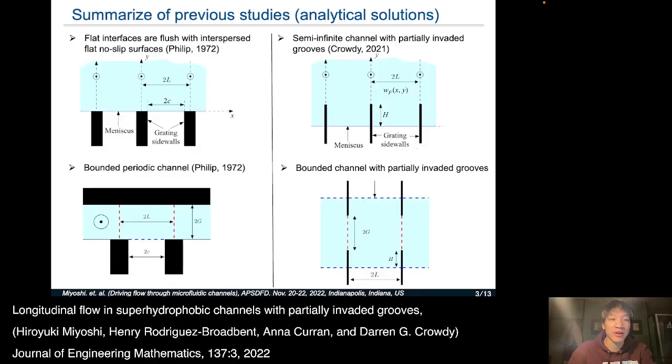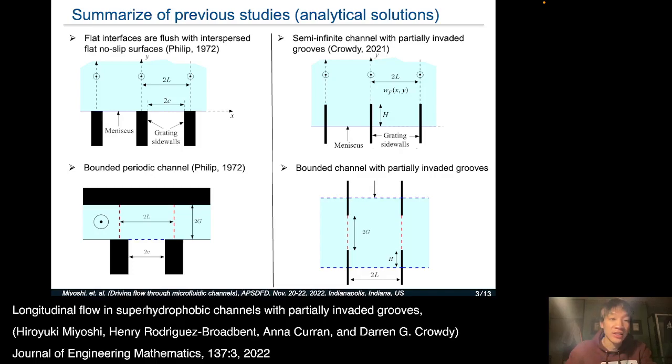This slide shows a summary of the previous studies of analytical solutions. Philip is the first to calculate the semi-infinite superhydrophobic channel flow and the bounded periodic channel flow, where flat interfaces are flush with interspersed flat no-slip surfaces. By using a suitable conformal map, he finds analytical solutions of these two geometries. Crowdy also used a conformal map to find the semi-infinite channel flow with partially embedded grooves.